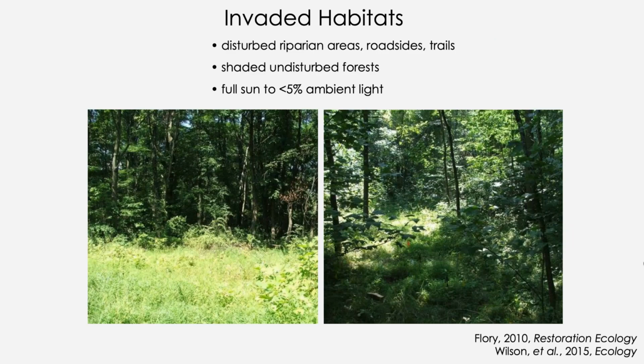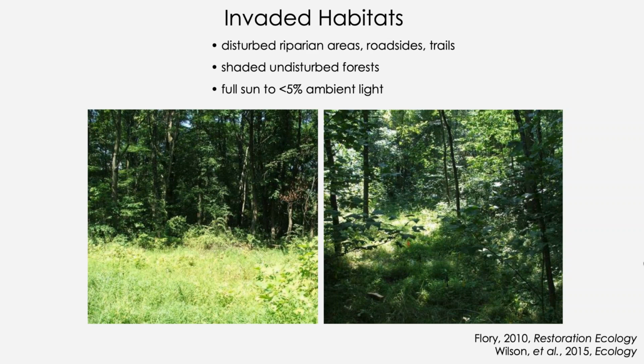So Microstegium can invade a wide range of habitats, from disturbed riparian areas along roads and trails, which is where we often see it first, but it can also invade shaded, undisturbed forests where there can be less than 5% light. And we have experimental evidence that it can reproduce and produce viable seed at something like 5 to 7% light.